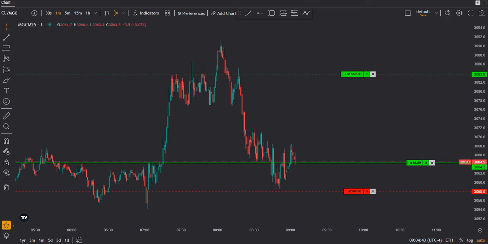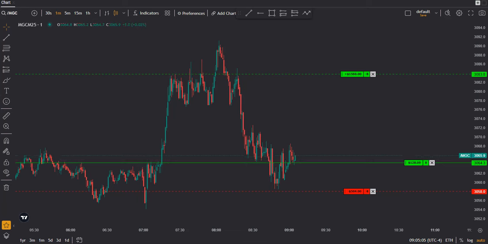Here we do have a gold buy that I was in. I took 2 trades today. I took this gold buy, and then I took a short on oil. This gold buy was a relatively simple setup.